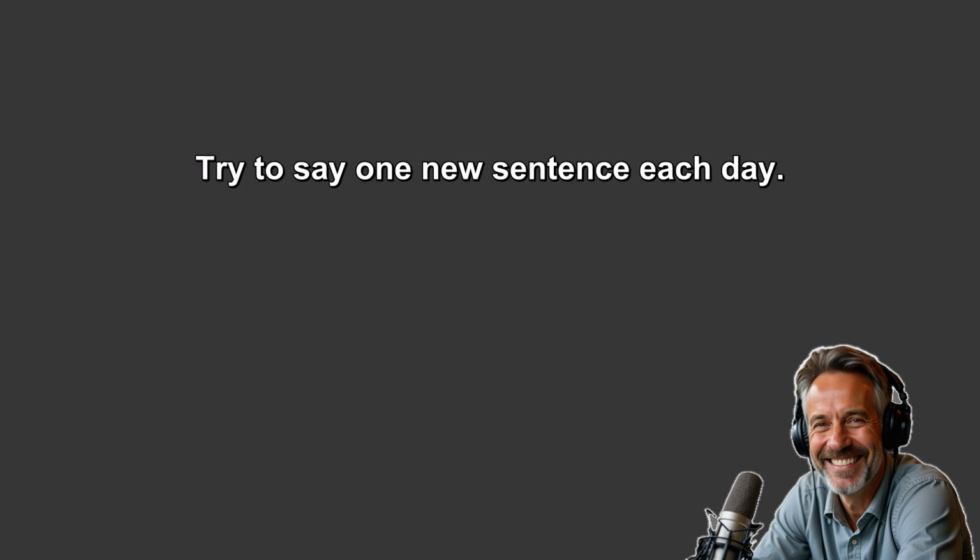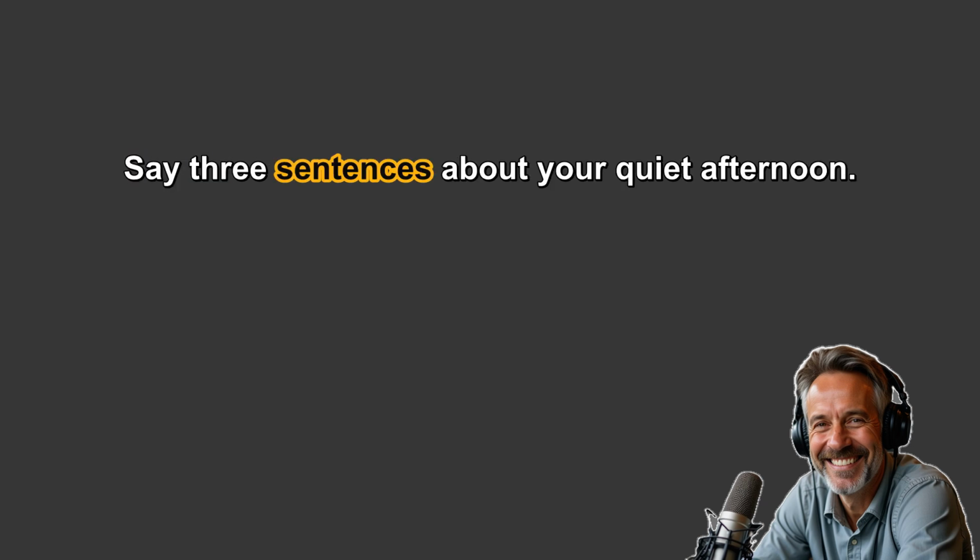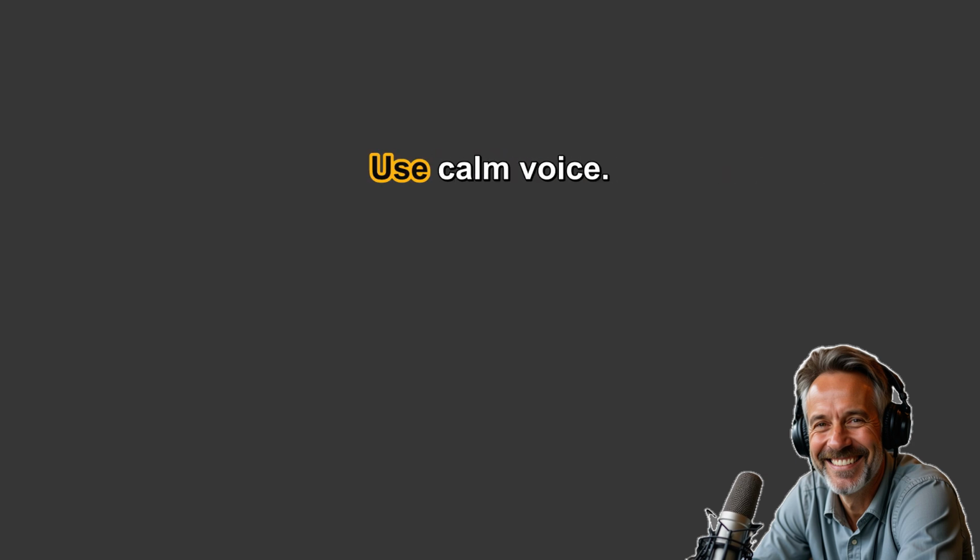Try this activity now. Say 3 sentences about your quiet afternoon. Use simple words. Use calm voice. Repeat after me. I sit near a window. I drink tea in a small cup. I read a happy book.